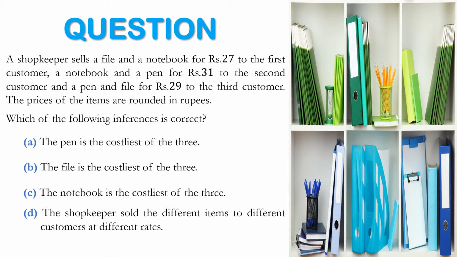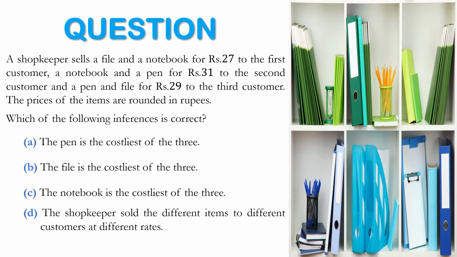In this video, let us find the right inference from the given information. A shopkeeper sells a file and a notebook for Rs 27 to the first customer, a notebook and a pen for Rs 31 to the second customer, and a pen and file for Rs 29 to the third customer. The prices of the items are rounded in rupees. Which of the following inferences is correct?